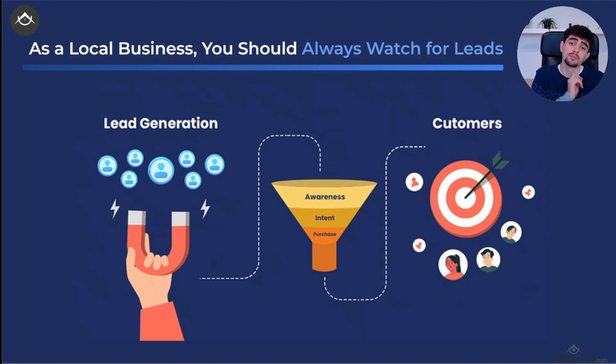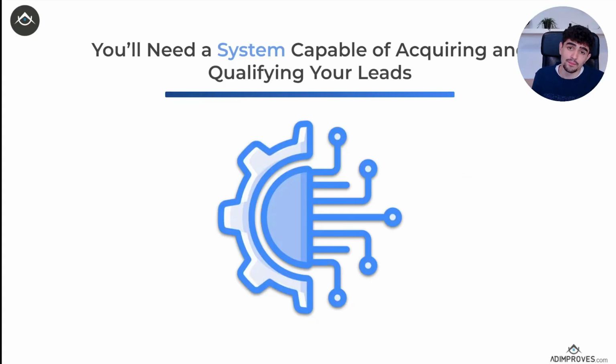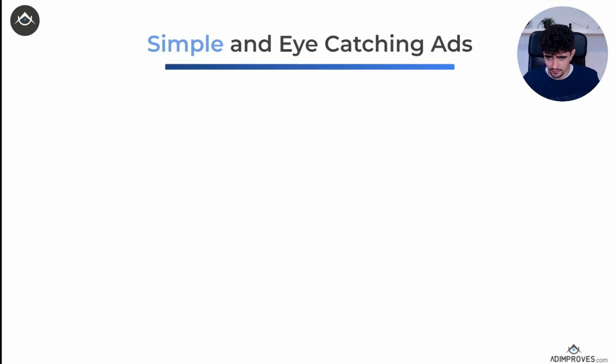So, as a local business, you should always watch for leads. You should have your lead generation magnet. You should have a funnel to qualify your leads that gets you customers. Now, how are you going to set this up? Well, you will need a system capable of acquiring and qualifying your leads, as I've already told you before, but this is the moment to explain it and get into it. Now, you'll basically have to create simple and eye-catching ads.